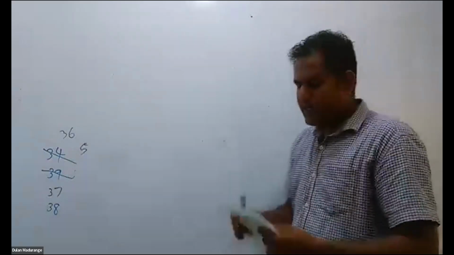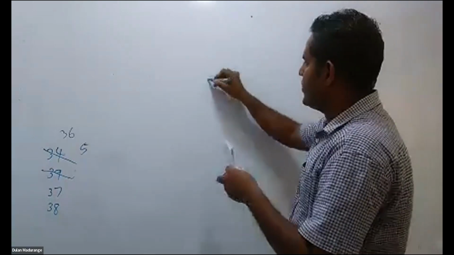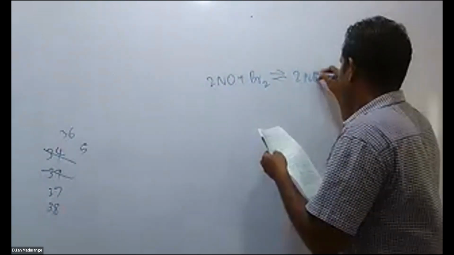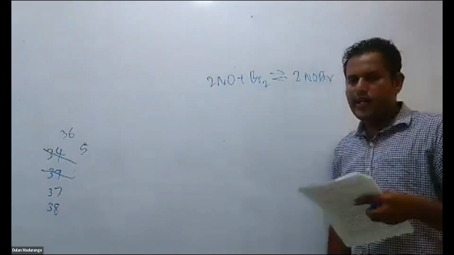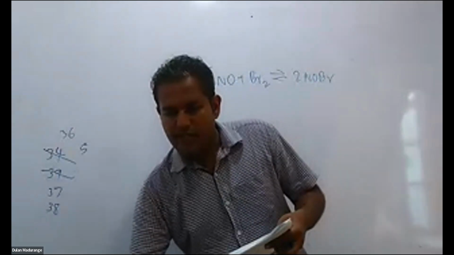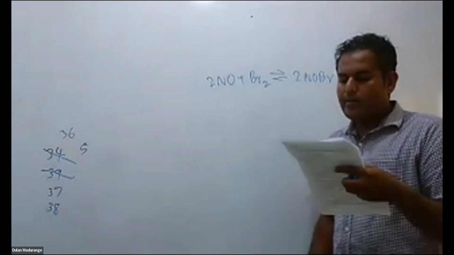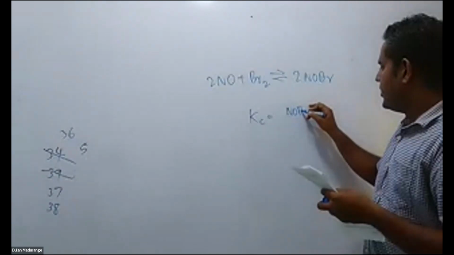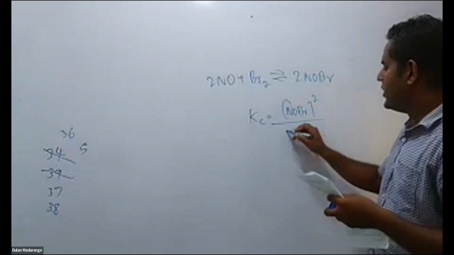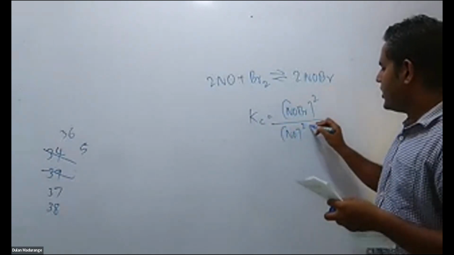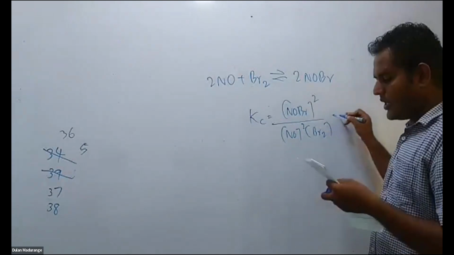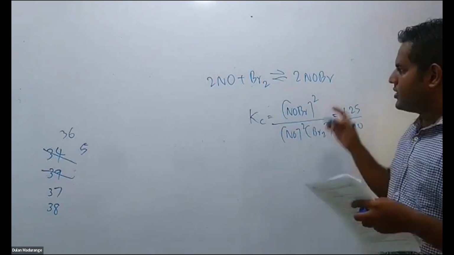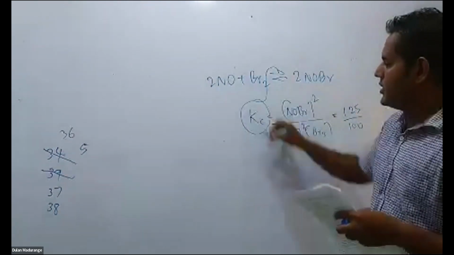Right? So if you get 37, 2NO gas reacts with Br2 to form 2NOBr. For this reaction, they have given the equilibrium constant for the forward reaction, Kc, which is NOBr squared over NO squared into Br2. The Kc answer is 1.25 over 100. That is for the forward reaction, right? This is for the forward reaction.